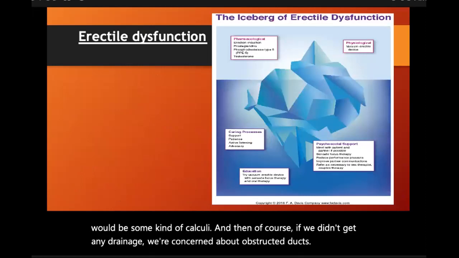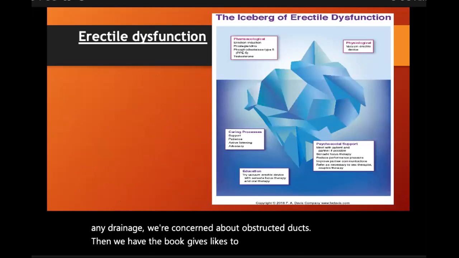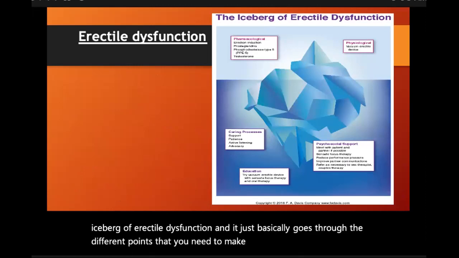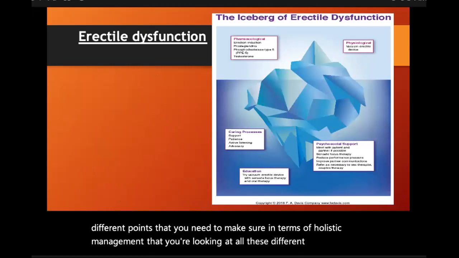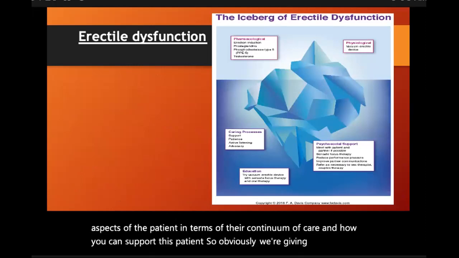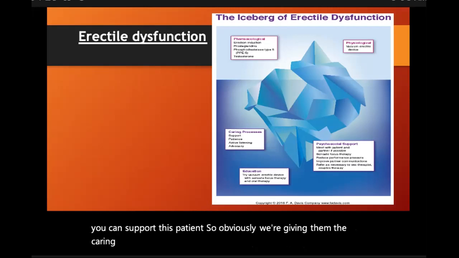Then we have what the book likes to call the iceberg of erectile dysfunction. It basically goes through the different points that you need to make sure, in terms of holistic management, that you're looking at all these different aspects of the patient in terms of their continuum of care, and how you can support this patient. So obviously we're giving them the caring process in terms of support and patience and active listening and advocacy, and getting them the right referrals to the right support groups.